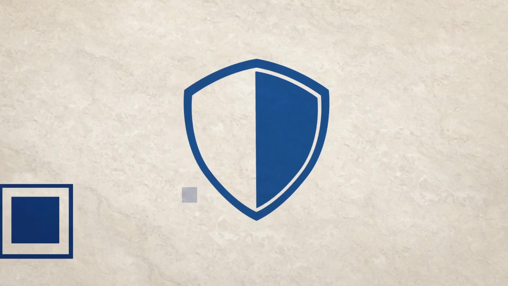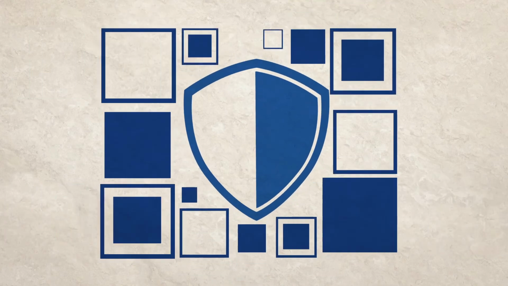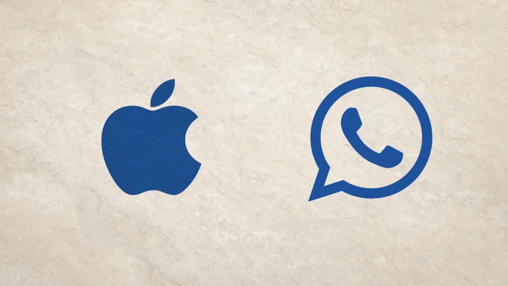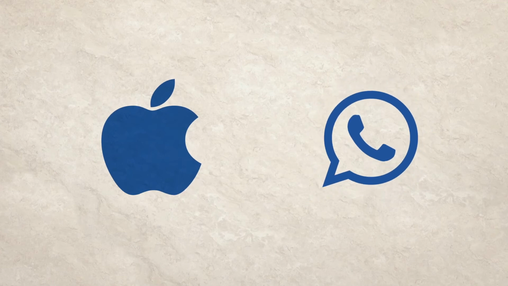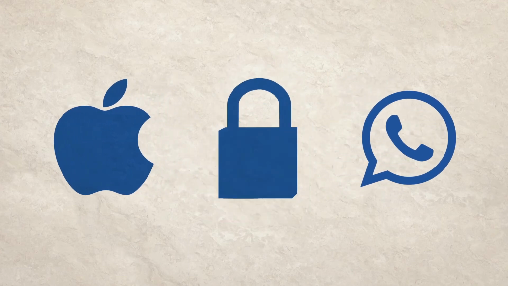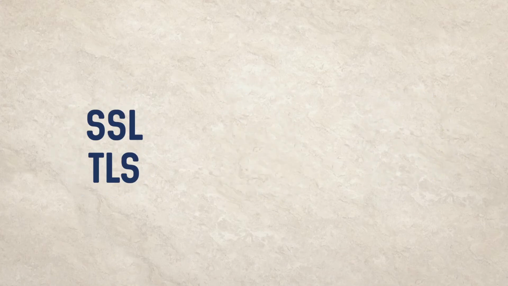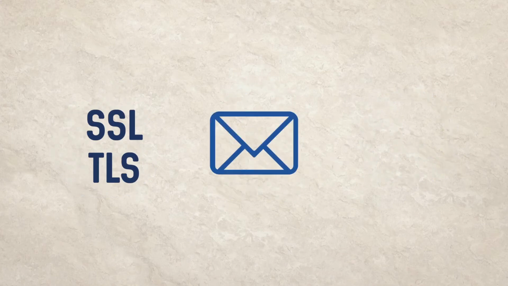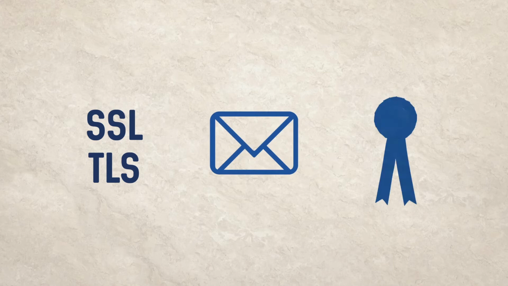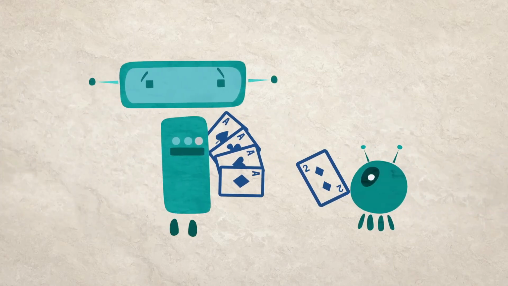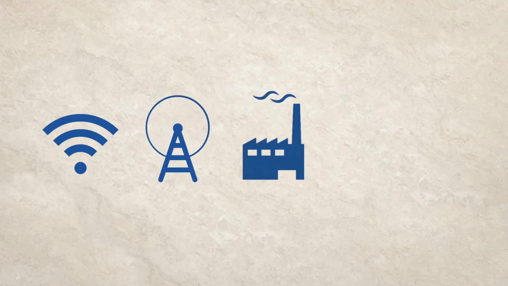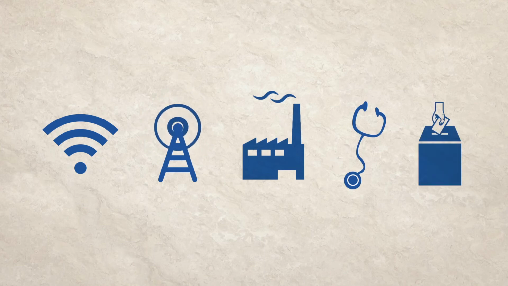Security can also be built into products and services by design. Apple and WhatsApp's adoption of default end-to-end encryption is a good example. Other tools include SSL, TLS, encryption of emails, and certificate pinning in browsers. The stakes couldn't be higher. Today, the Internet isn't just a communications network. It's a network for industrial control systems, healthcare, and in some countries even voting.